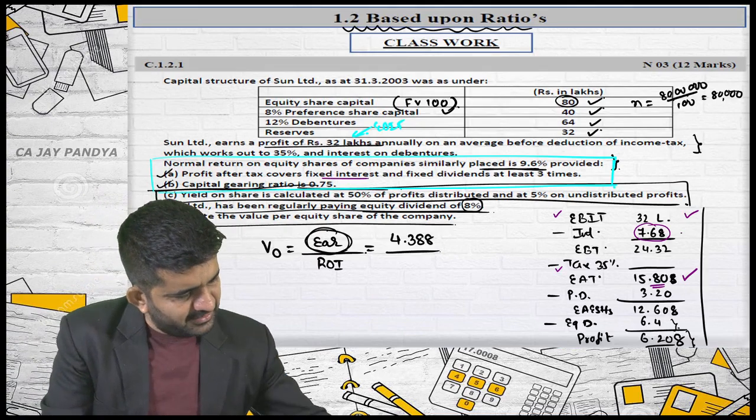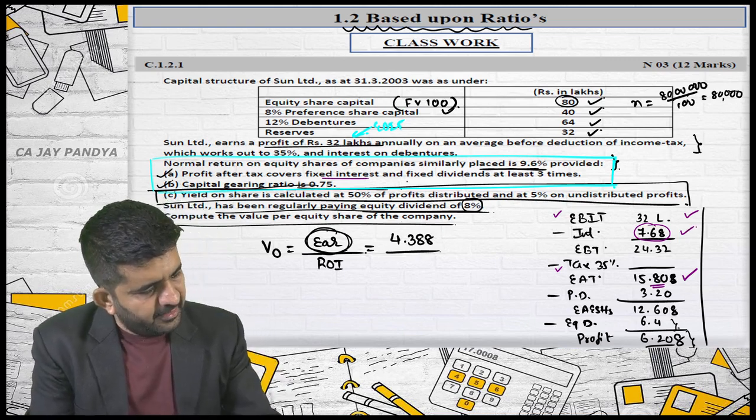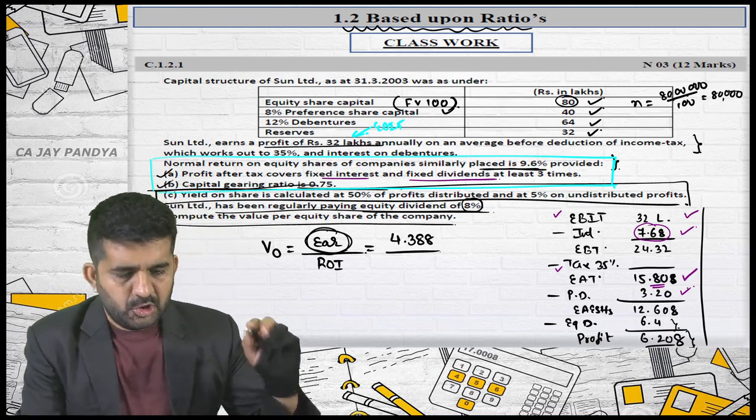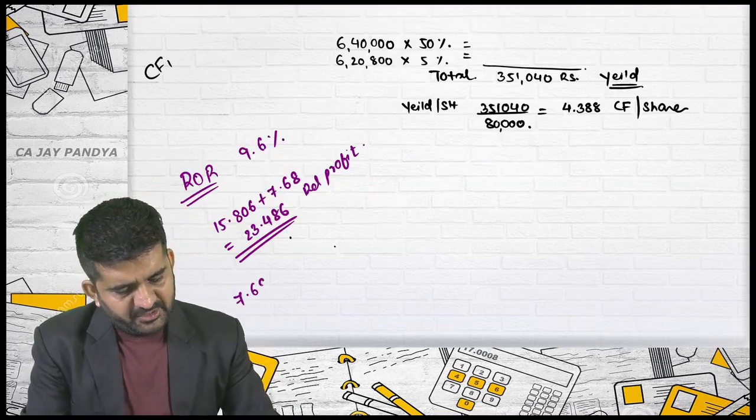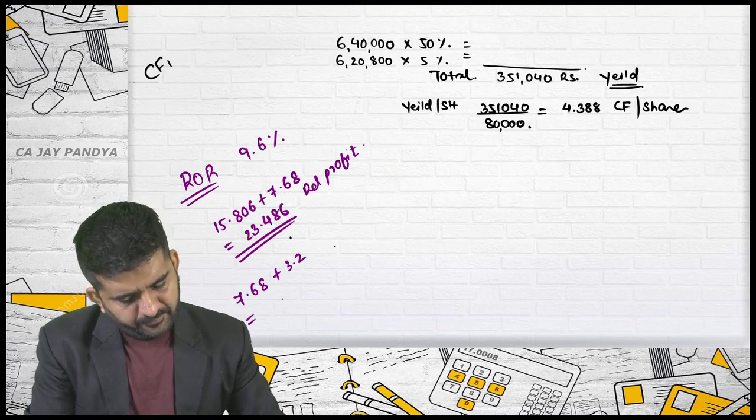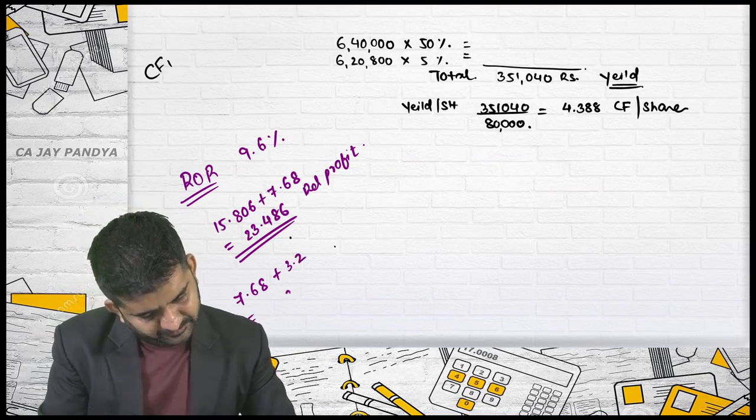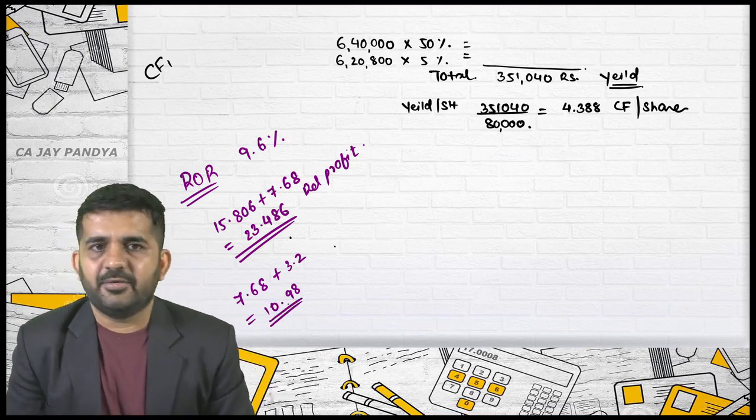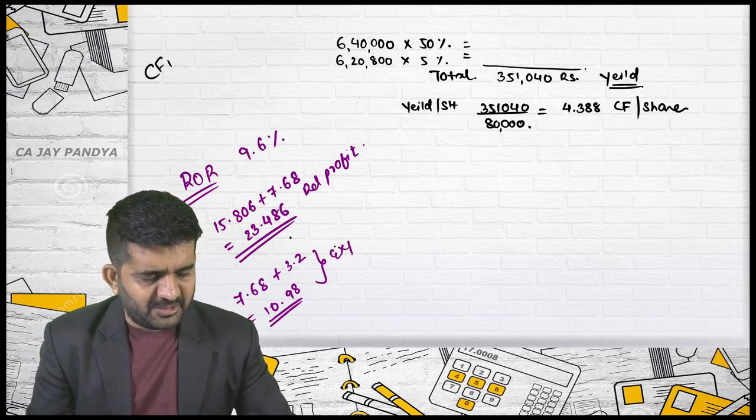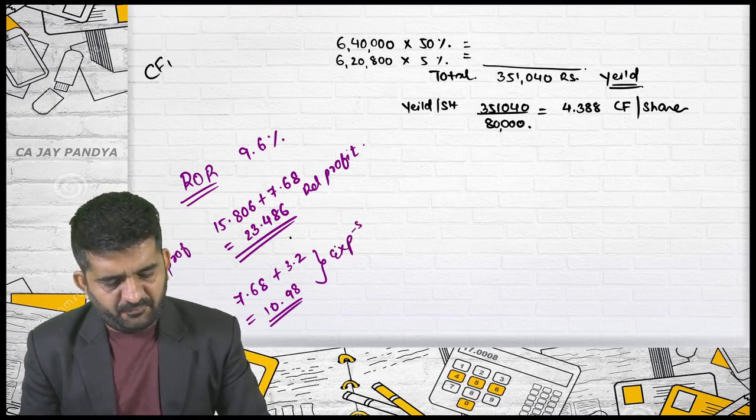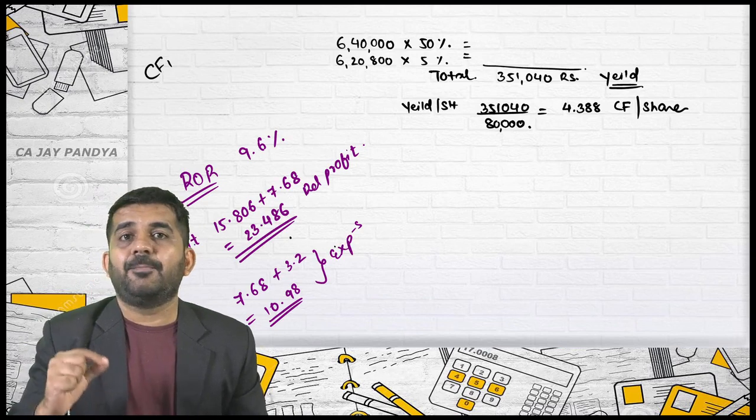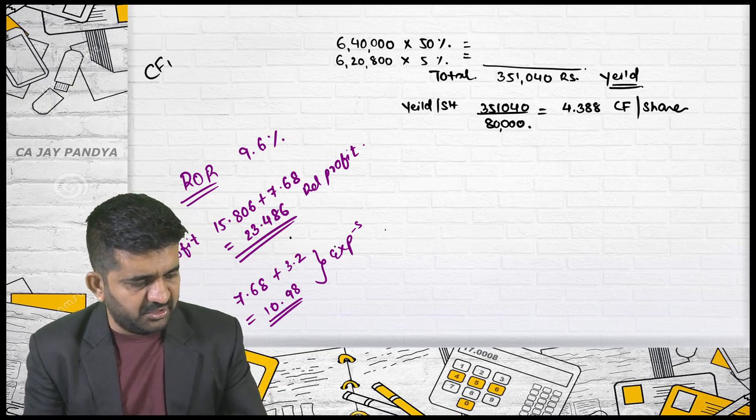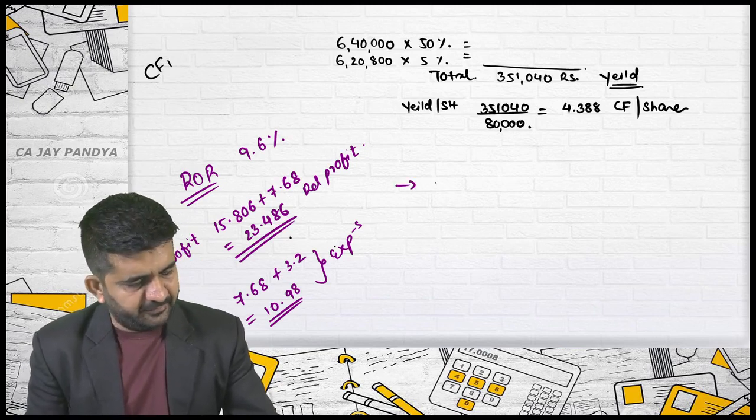Fixed interest is 7.68 and fixed dividend is 3.2. So total will be 7.68 plus 3.2, which is nothing but 10.98. Is it alright? So this is my expense, this is my profit, and they say that my profit should be covering this particular expenditure 3 times. Let me find out in this case how many times it is covering.